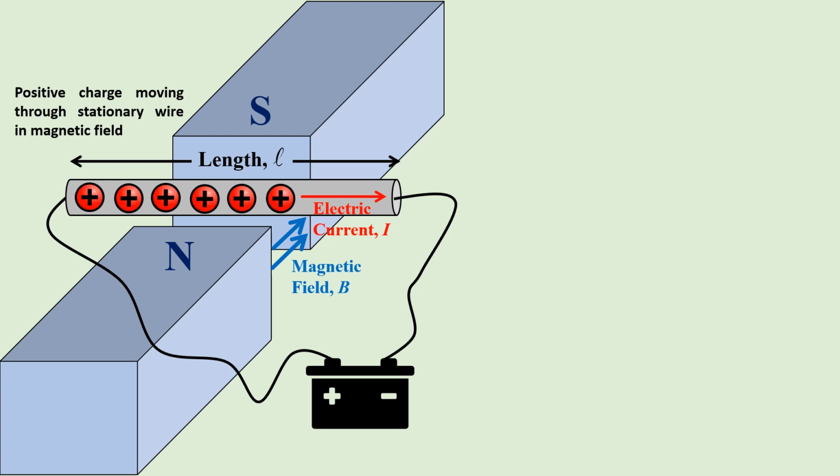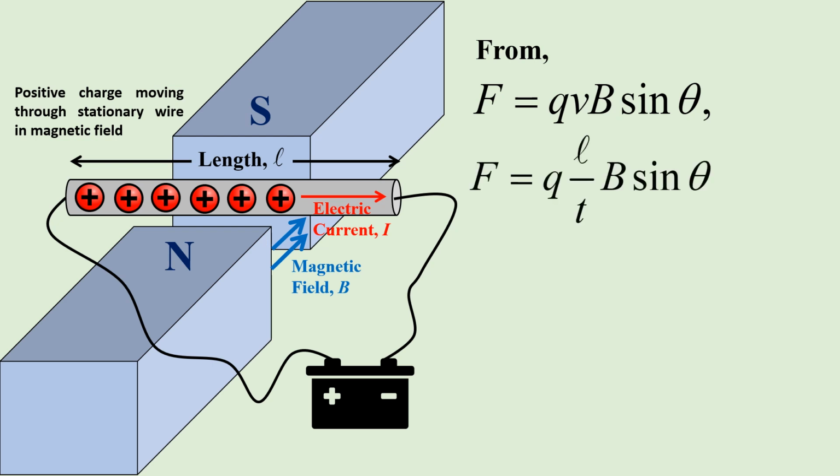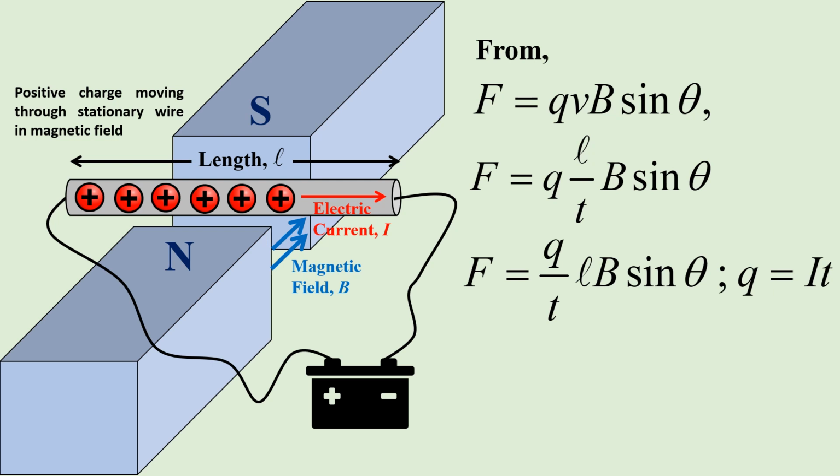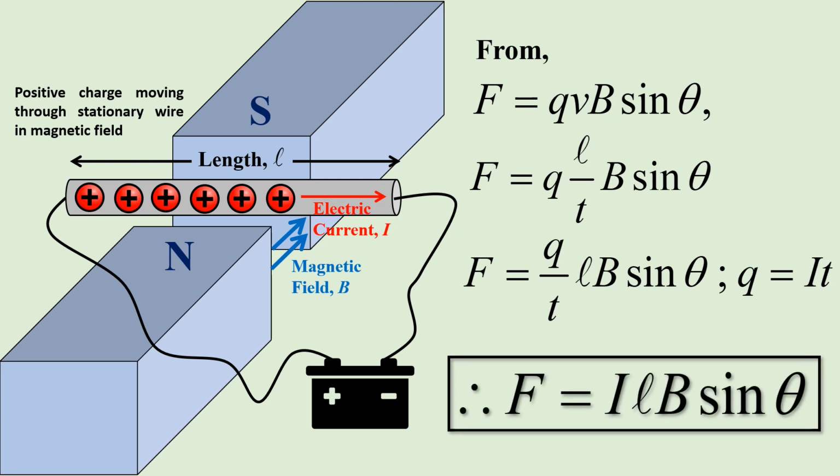The formula to calculate the magnitude of magnetic force comes from the formula F equals QvB sine theta, where F is the force acting on the positive charges. So we substitute the formula of velocity equals distance over time, and the distance is equal to the length of the conductor, since the charges are moving at a distance L within a time t. And we have a formula that relates charge and current, where current is the flow of charge, Q equals It. Therefore, the formula will become F equals ILB sine theta.